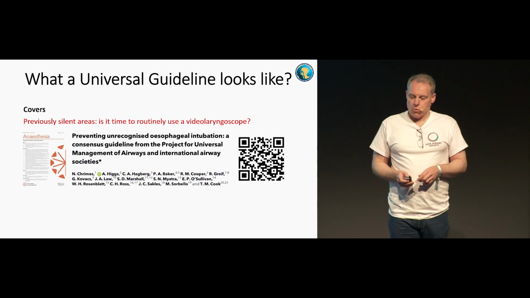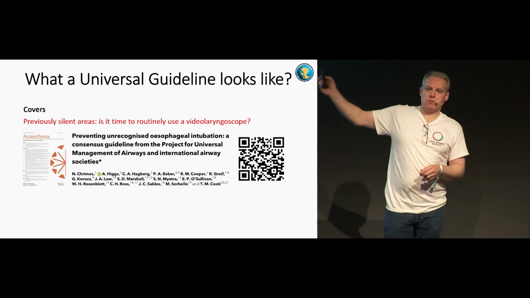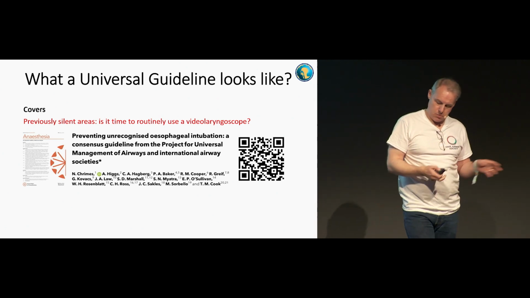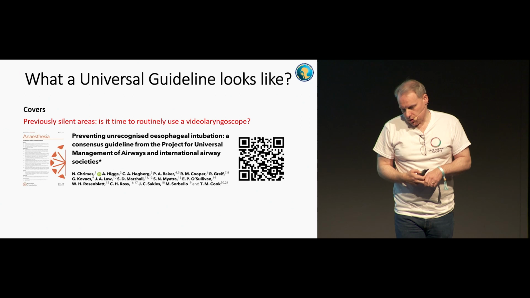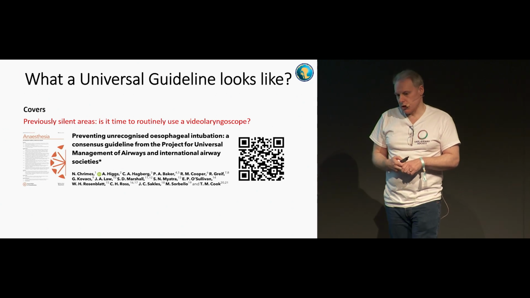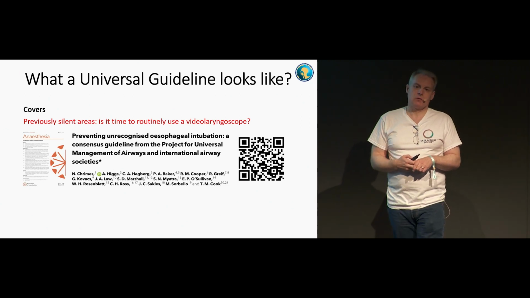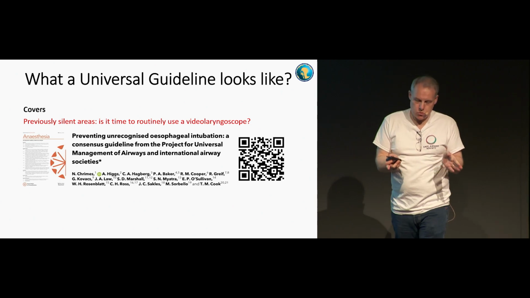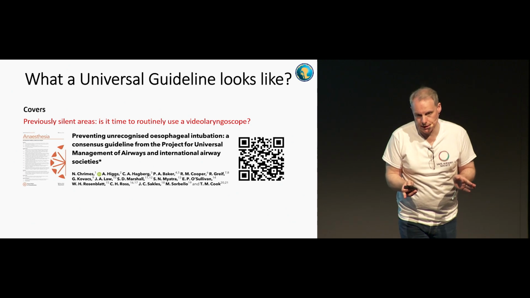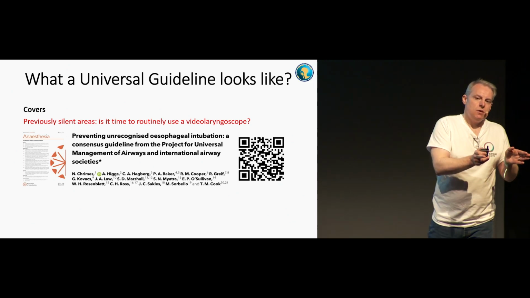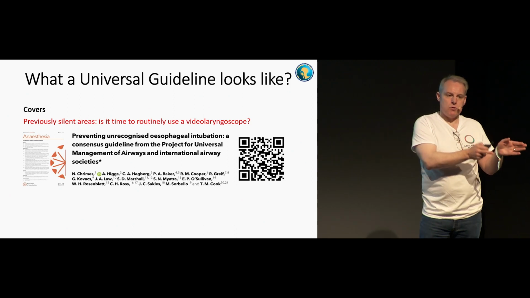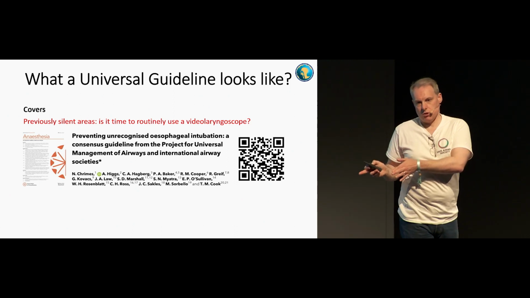So this has been building for a while, and the Prevention of Unrecognised Esophageal Intubation Guideline, published about a month ago, with an online launch 2 weeks ago, actually does say that we should be using a video laryngoscope routinely. Not routine video laryngoscopy, but doing laryngoscopy with a video laryngoscope.